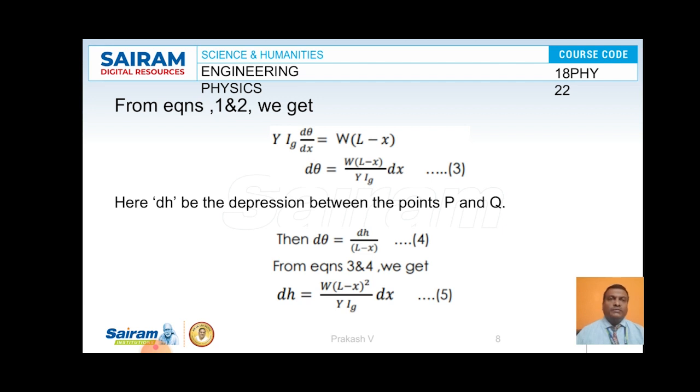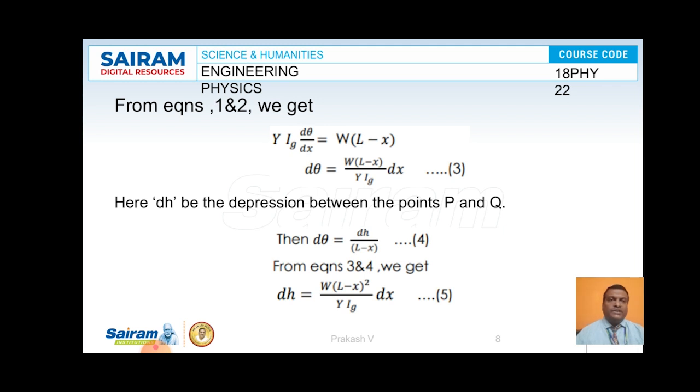So, from equation number 1 and 2, we can write Y into Ig into d theta by dx is equal to W into (L minus X). Therefore, the angle d theta is equal to W into (L minus X) by Y into Ig into dx. So, consider this as equation number 3.